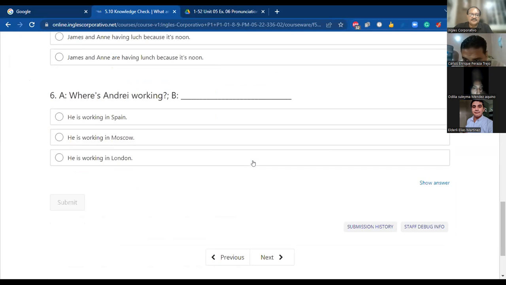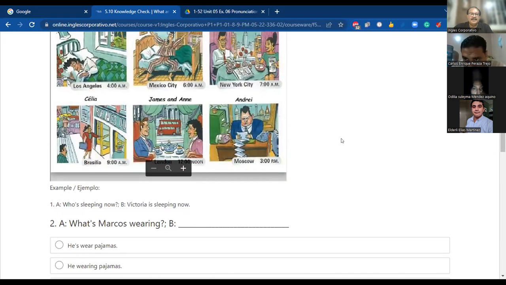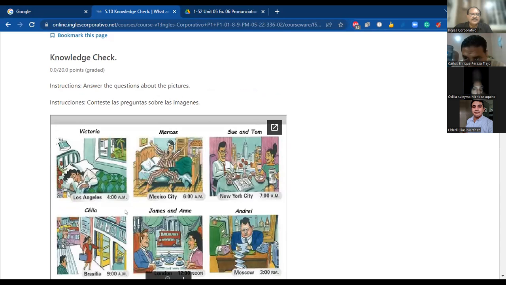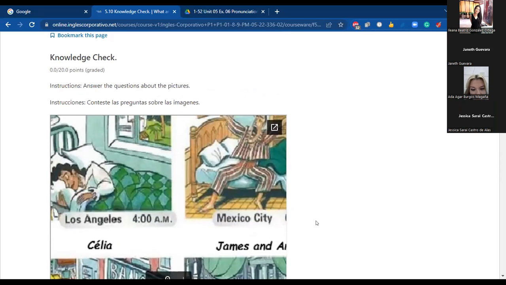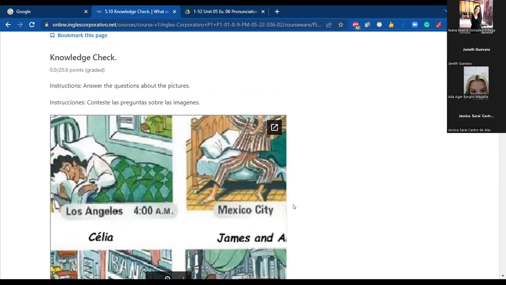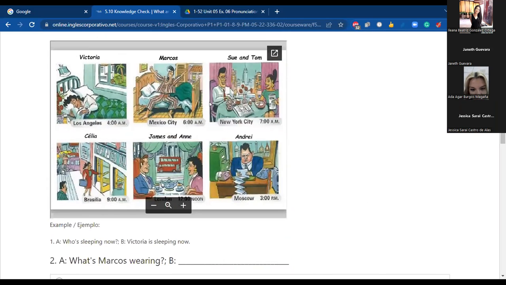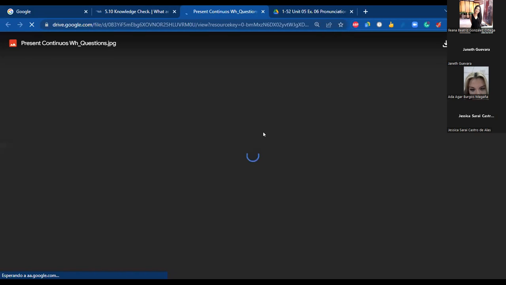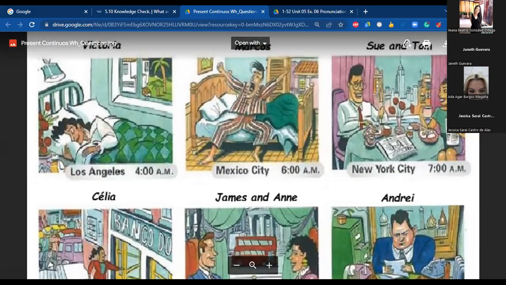Okay, these are some questions that, bueno, ahorita no vamos a hacer el ejercicio, solo vamos a ver acá. It says instructions, answer questions about the pictures. Okay, for example, let's see, Ada, what is Celia doing? Wait a minute. Okay, now I'm gonna put it here. I'm gonna practice. It's not Celia. It's Victoria. Okay, Ada, what is Victoria doing? She's sleeping. Perfect.